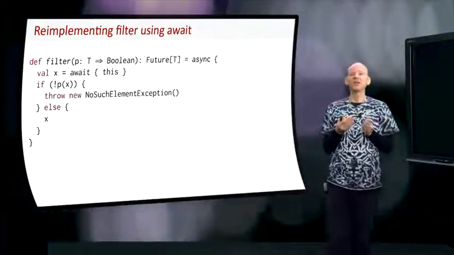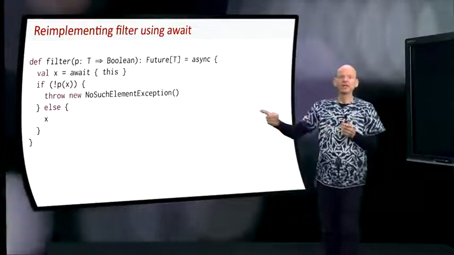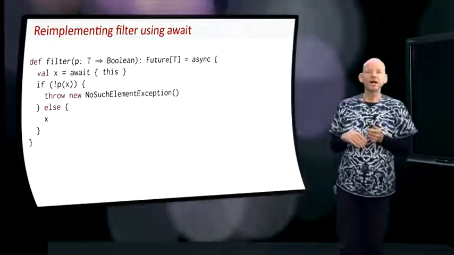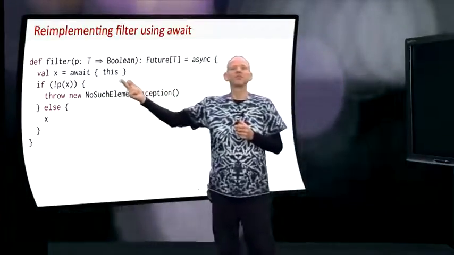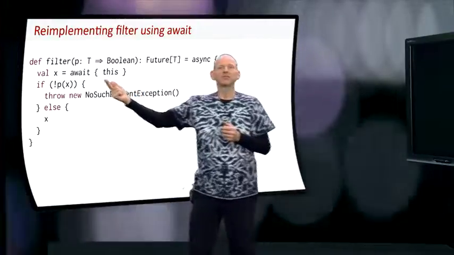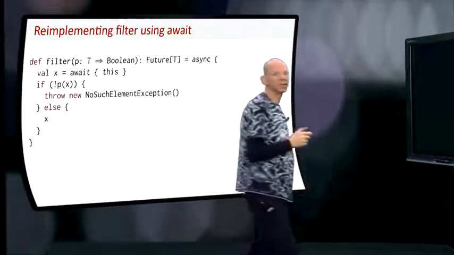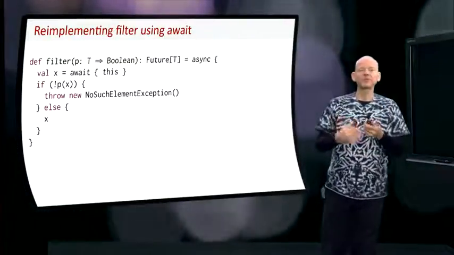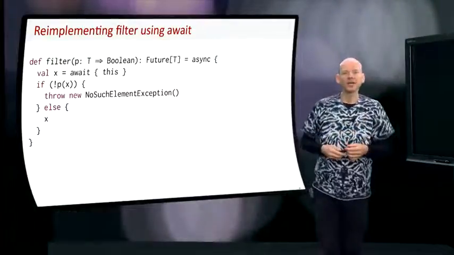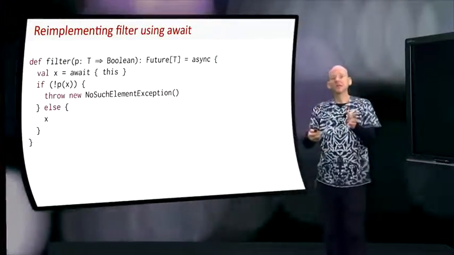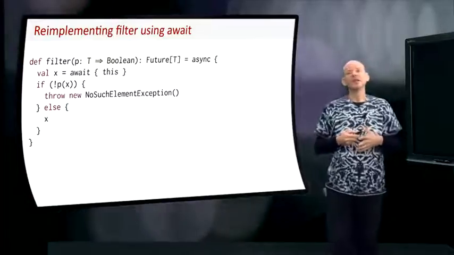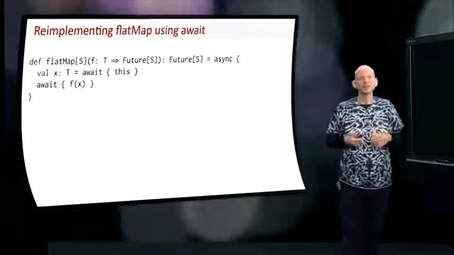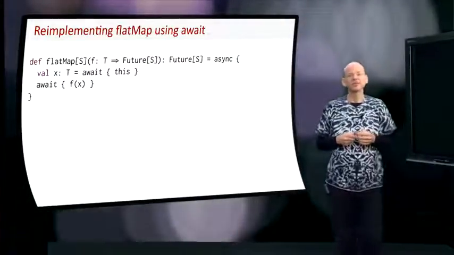Now let's look how we define filter using async await. Again, look here, we have the async block, and what we can do now is we can await ourselves. So this was of type Future of T, so when I await that, I get a value of type T, and then I just check if p holds, then I return x, and otherwise I throw an exception. Now this looks really, really simple because this is the way you think about filter. Filter is something like a conditional.